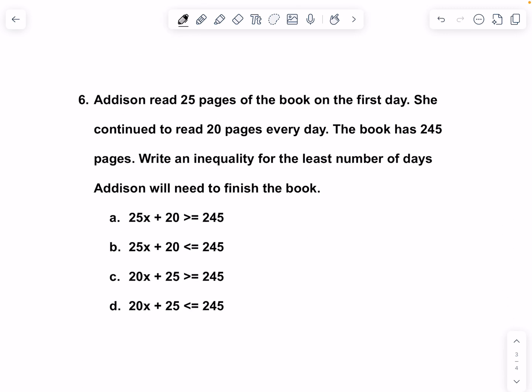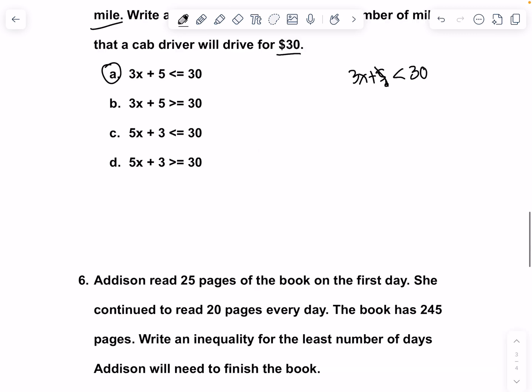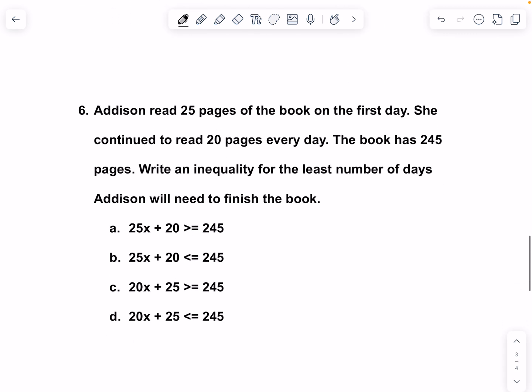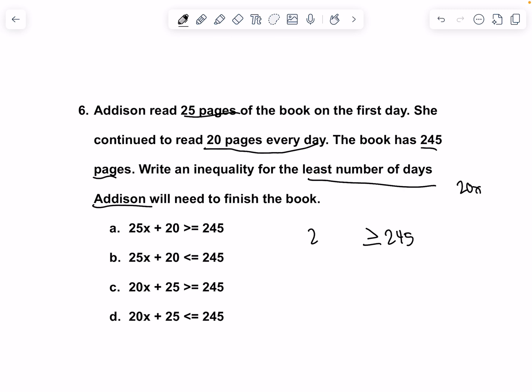Number 6 says that Addison read 25 pages of the book on the first day. She continued to read 20 pages every day. The book has 245 pages. Write an inequality for the least number of days she will need to finish the book. So for finishing the book, we need to go greater than or equal to 245, which is this sign right here. And it says she read 20 pages every day, so that'll be 20x, and x for the number of days. And it says she already read 25 pages, so that we would add. It'll be 20x plus 25, and that equation would match A.